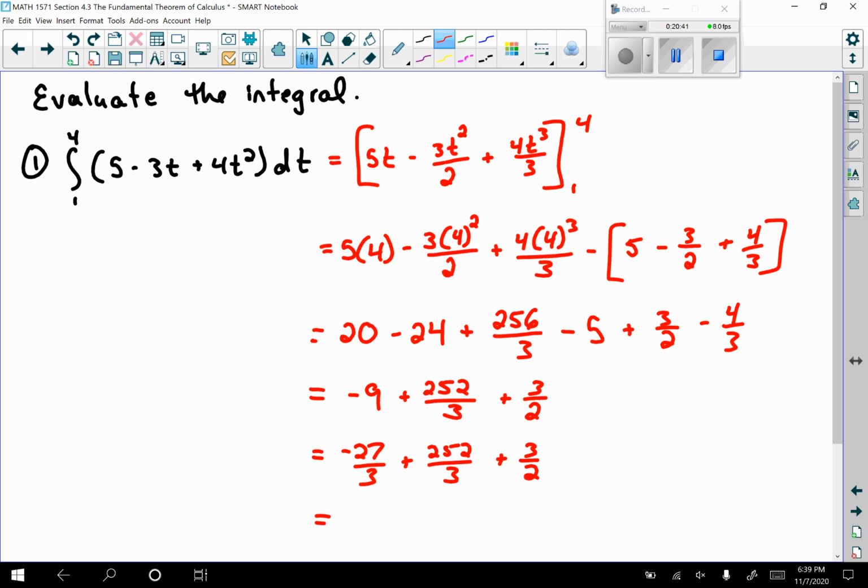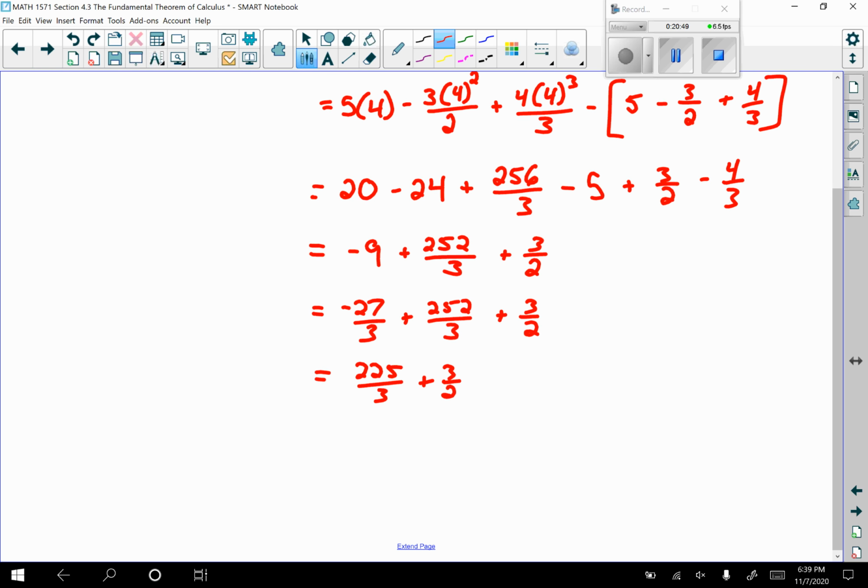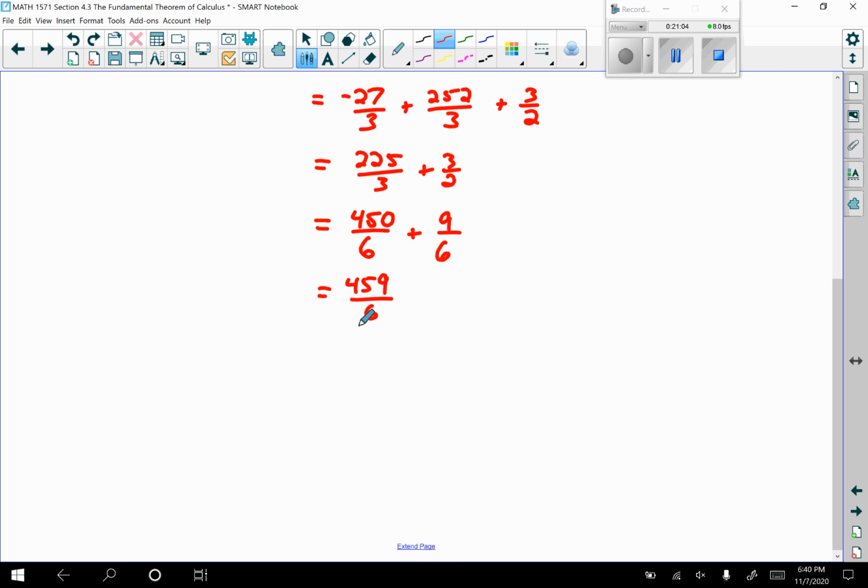So we're going to get 225 over 3, which is a little bit easier to work with, and then plus 3/2. Because now we can get everything over a 6, which I'm just doubling this number. So I'm going to get 450 over 6, and then plus 9/6. So we get 459 over 6. You could leave it like that, but this does simplify into 153 over 2.